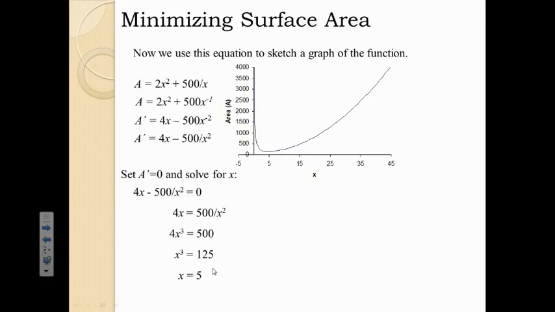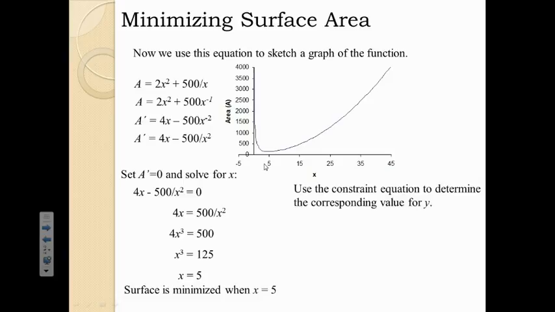Now, we know what our x value is, and it does match up here with our graph. X is equal to 5, we seem to have a minimum. So what we do then to find the other dimension is we go back to the other equation. Again, you can use either one of these, but I would use this one because it's easier. We know that x is 5, so that becomes 250 divided by 5 squared, which is 25. Do the division, and we have y of 10.